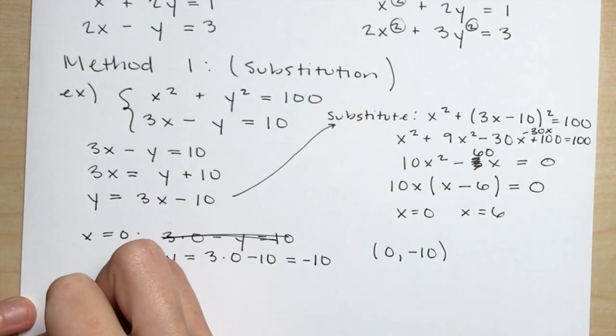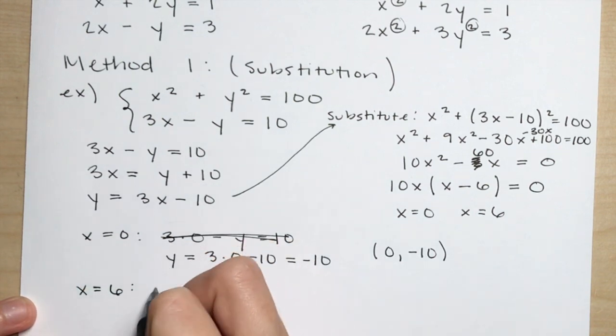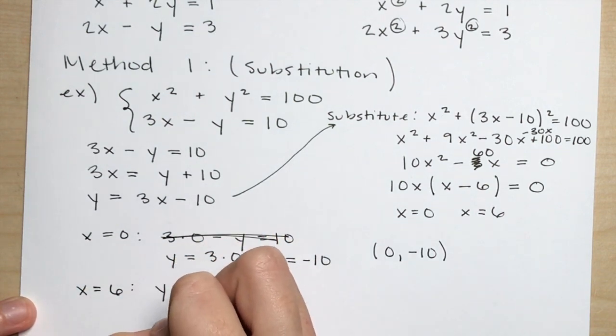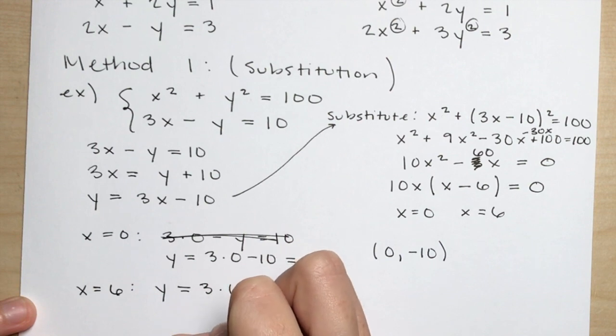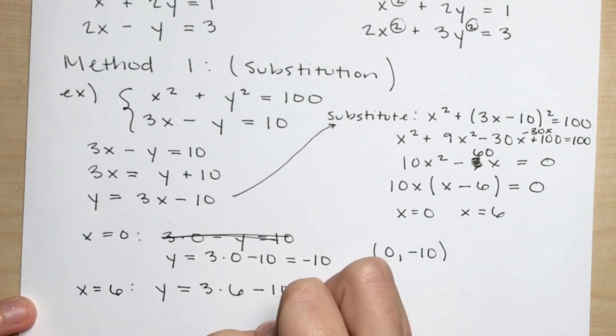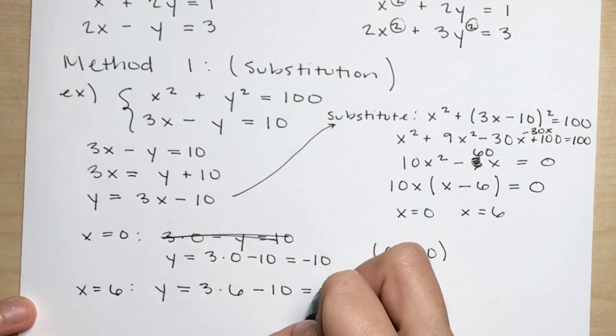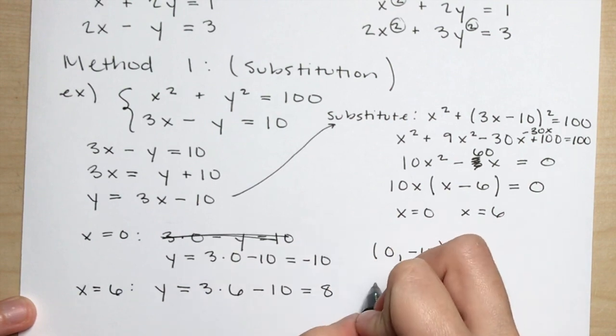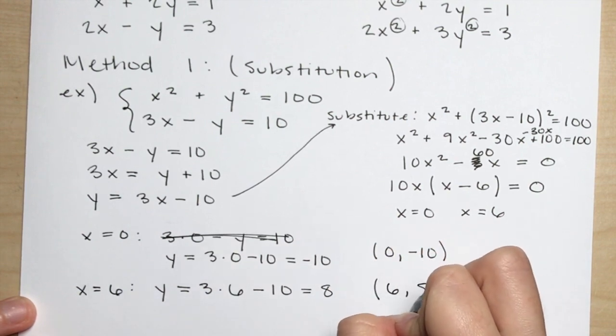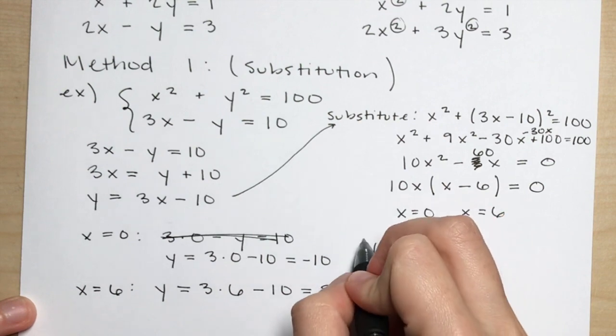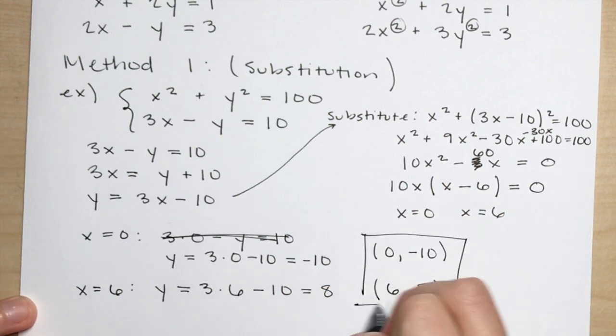And if x is 6, I can do the same thing, plug it straight into this guy. I get 3 times 6 minus 10, which gives me 18 minus 10, which is 8. So we get a second solution of 6, 8. And these are my two solutions.